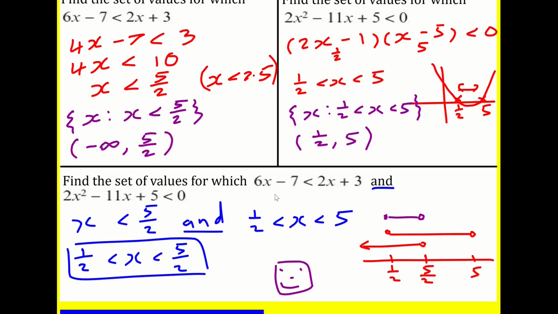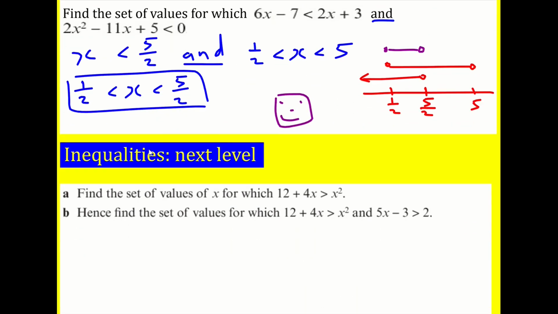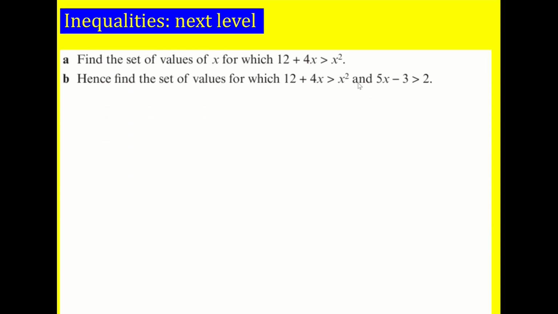Because today that is one part of the lesson. It's going to be split into three parts essentially. And the first part of this inequalities next level is to look at situations where you might be looking for two inequalities to be satisfied. So now that we've gone through that first one, okay, over to you. Give it a go. Try this question out.